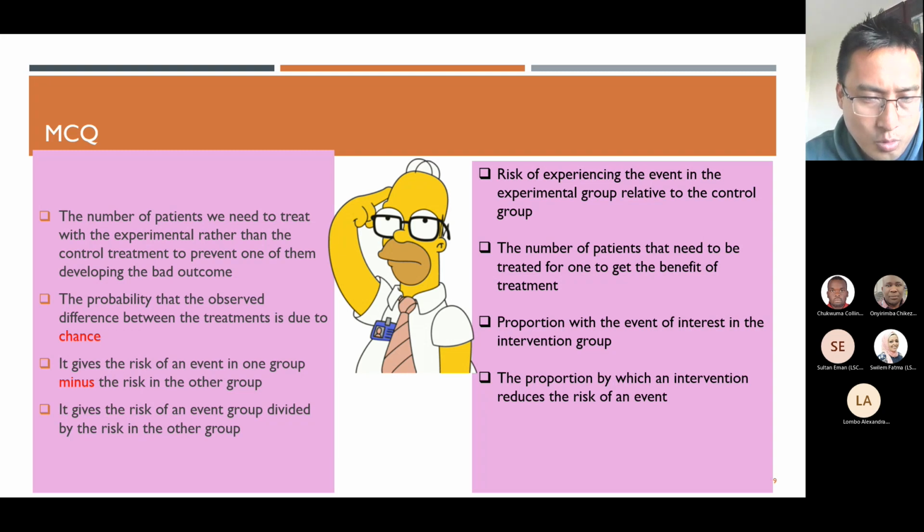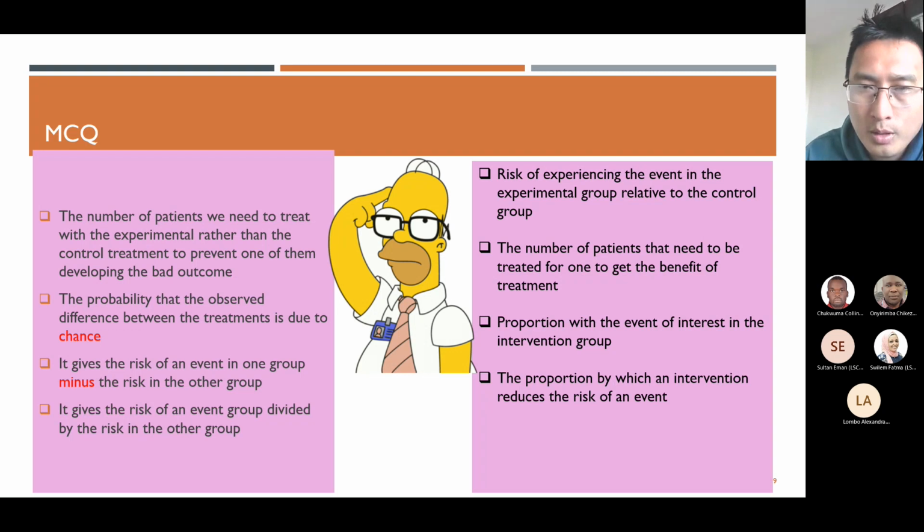Okay, so let us do a few MCQs and I think we are done for today. Number of patients we need to treat with the experimental rather than the control to prevent one of them developing a bad outcome. What is this? NNT. Yeah. The probability that the observed difference between the treatment is due to chance. Null hypothesis. Sorry, then null hypothesis.